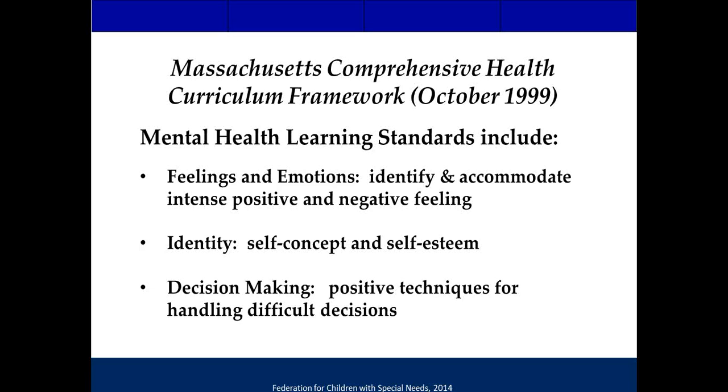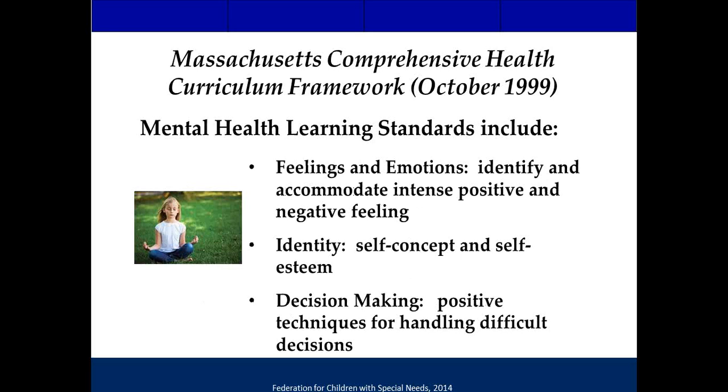But the learning standards do include some very good things to be looking at for writing social emotional goals. It identifies and accommodates feelings and emotions. That's one of the areas: to identify and accommodate intense positive and negative feelings, which I think is a great thing to identify. Self-concept and self-esteem. A lot of this will overlap with the SEL curricula, kind of put into different words. Decision-making, positive techniques for handling difficult decisions. There's a little one with doing yoga on the picture, and that's actually a very 21st century thing on how to apply mental health learning standards. It's one of the most wonderful ways, I think, to achieve a lot of the mental health learning standards.